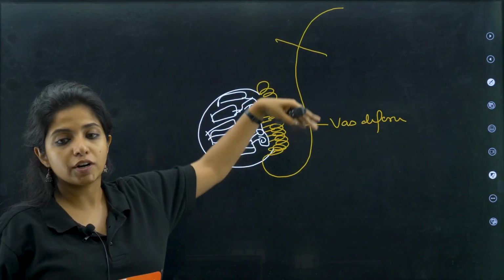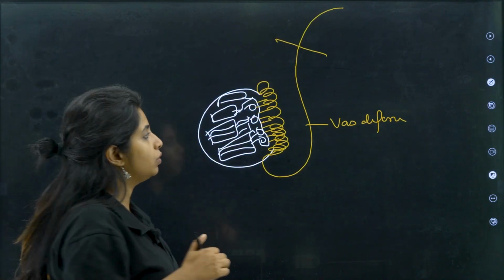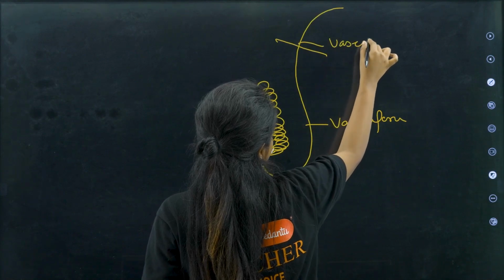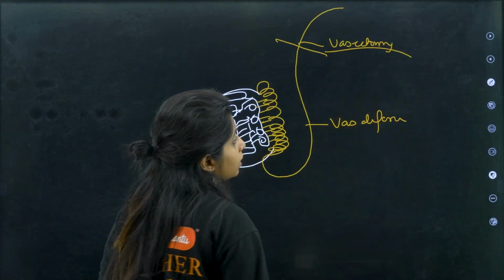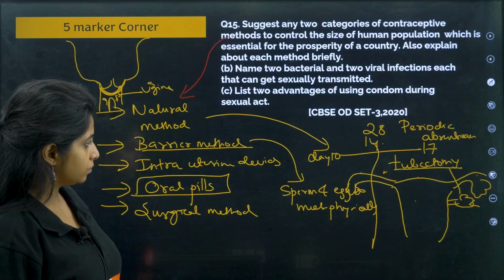So if we cut over here, it is not getting transported. Things are being made, but they are not getting transported. If it is not getting transported, do you think fertilization will happen? No, it won't be happening. So over here, this process is known as vasectomy. Again, you are preventing the transfer of sperm and the ovum.